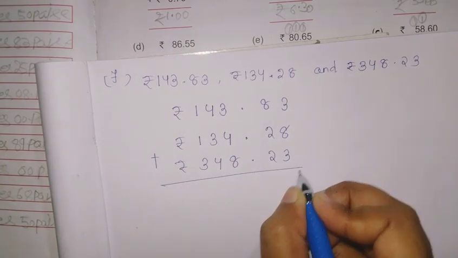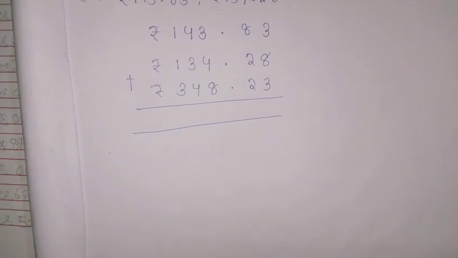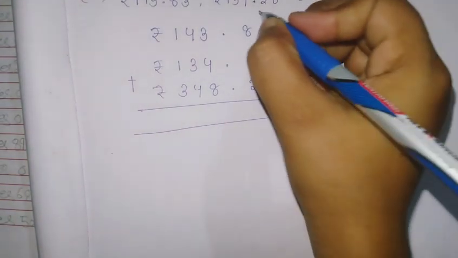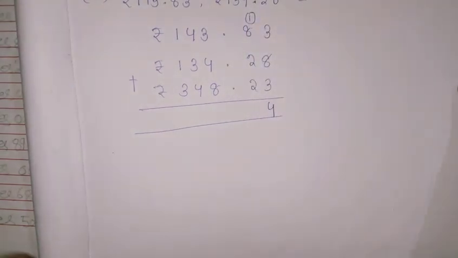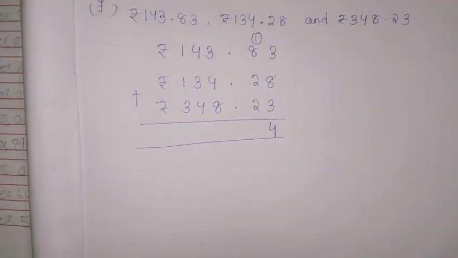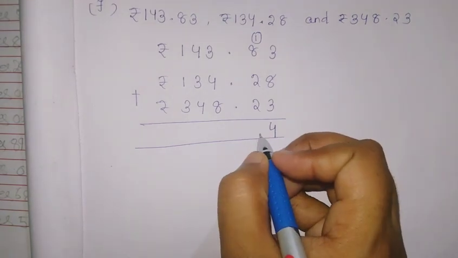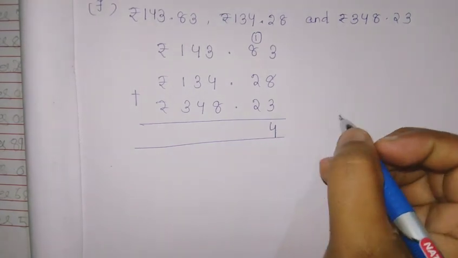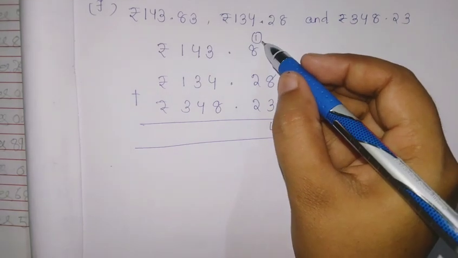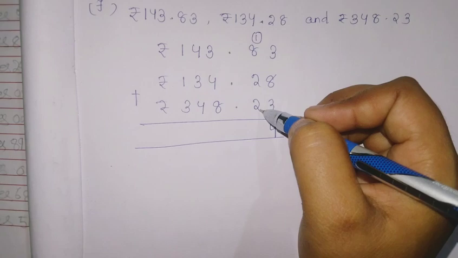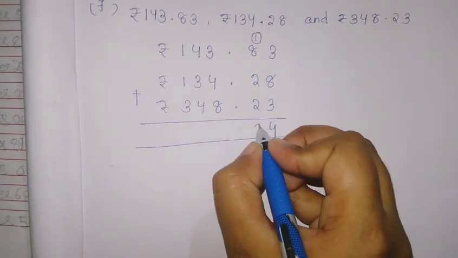Now we add this money. 8 plus 3 equal 11. 11 plus 3 equal 14. We carry 1. 8 plus 1, 9. 9 plus 2 equal 11. 11 plus 2 equal 13.